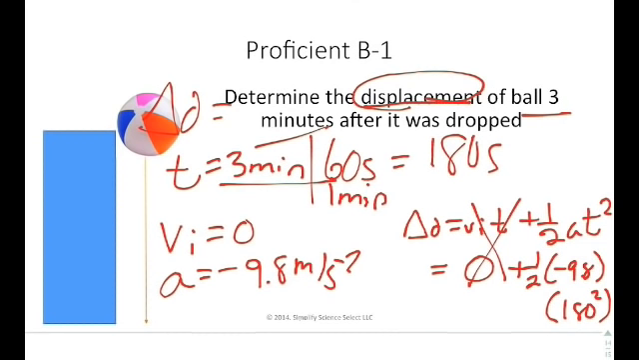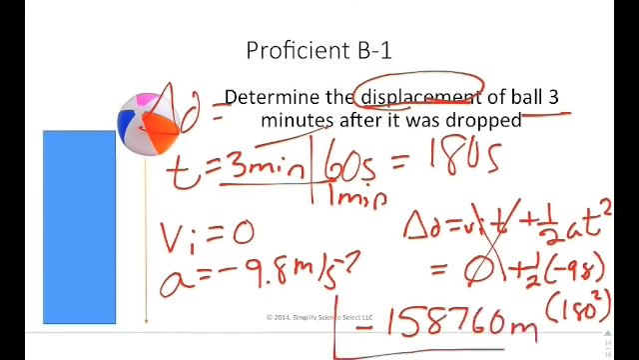Now the first thing that you should realize is that when you do this, you're going to get a negative number. So you multiply half, or 0.5, times 9.8, which is negative, times 180 squared. When you do that, you get a really large number of minus 158,760 meters. Now, some people have a hard time recognizing this negative symbol. Remember, the negative symbol just indicates the direction. It means that the ball fell 158,760 meters. Okay, so that makes sense when you drop a ball that it falls towards the ground.